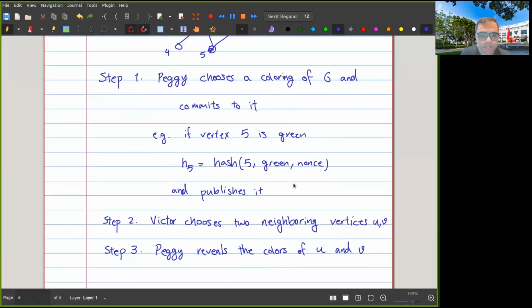So if I just repeat this process many times, and if Peggy can always give me colors that are different for any two neighboring vertices that I choose, I would be convinced that Peggy actually knows a coloring. But of course, the problem is, does this really leak any information about the coloring?